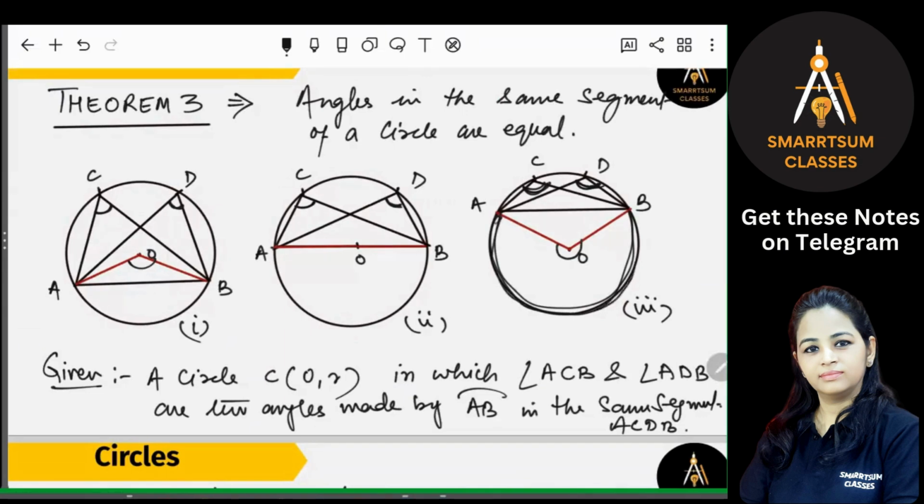क्योंकि यहाँ से यहाँ तक arc है, बड़ा वाला arc है ये. तो यहाँ ये जो angle subtend करेगा center पे, वो एक reflex angle होगा. Is that clear? So this reflex angle AOB is equal to twice angle ACB and ADB, right? According to the theorem, right?